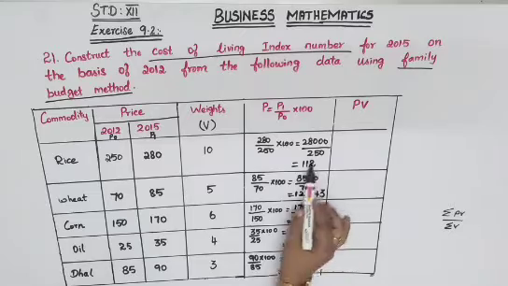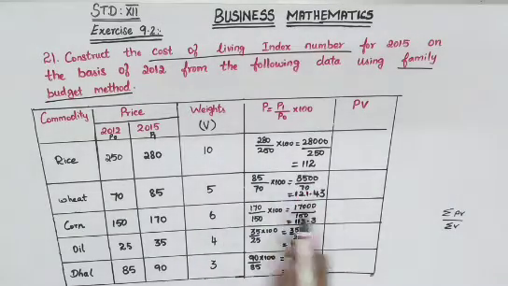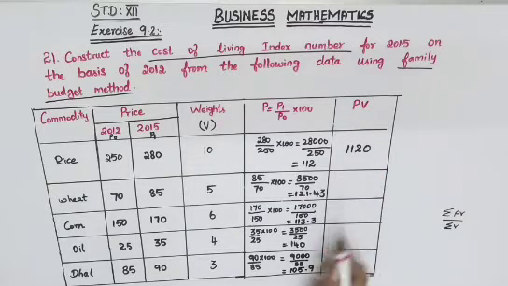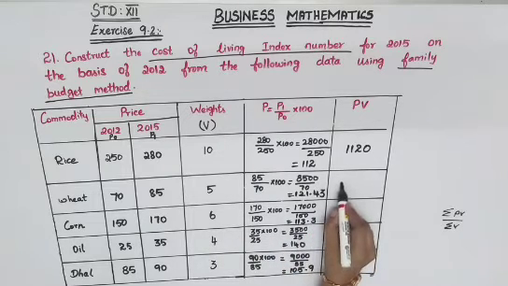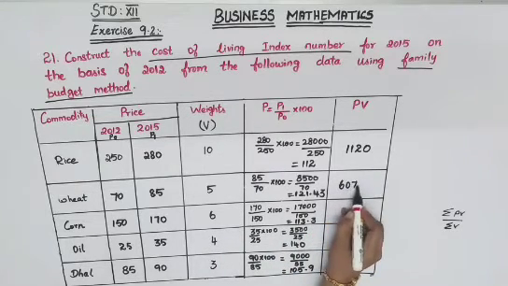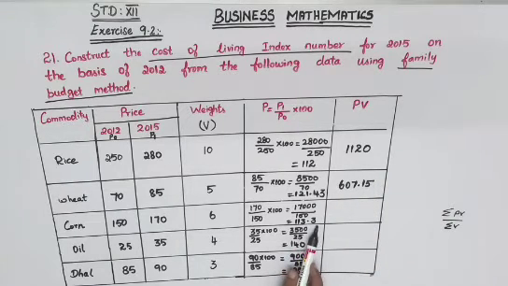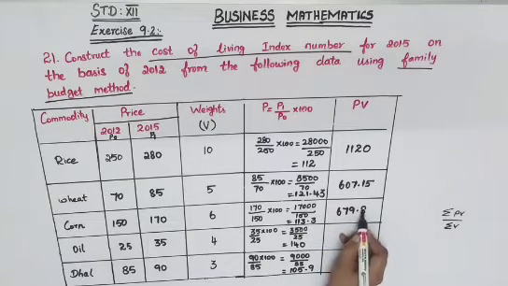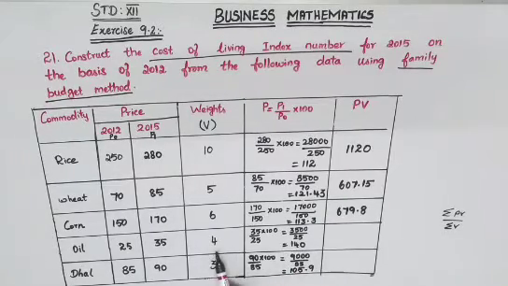That is your answer and this number you have to multiply. So 112 into 10 you will get 1120. The next one is 121.43 into 5. You will get it as 607.15. The next one is 113.3 into 6. You will get it as 679.8. The fourth column is 140 into 4.